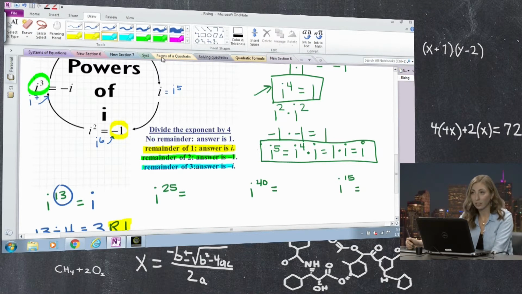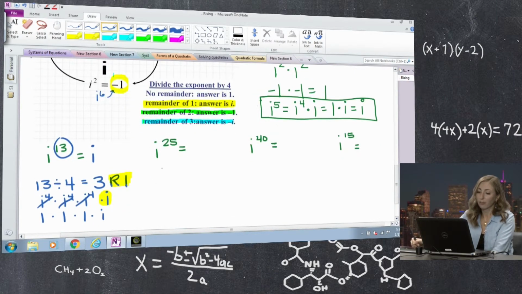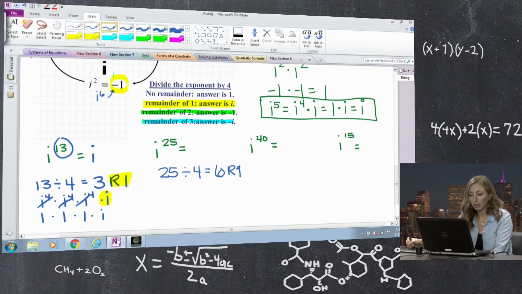So if you can find the remainder after you divide by 4, you can figure out which one of these 4 solutions, imaginary or non-imaginary, it simplifies to. So let's try a couple more. So I have i to the 25th power. If I take 25 and divide it by 4, I end up getting 6 with a remainder of 1. Because 6 times 4 is 24, there's 1 left over. So that remainder of 1 is doing very similarly to what the first problem did. It's telling me that I'm going to be simplifying to just i.